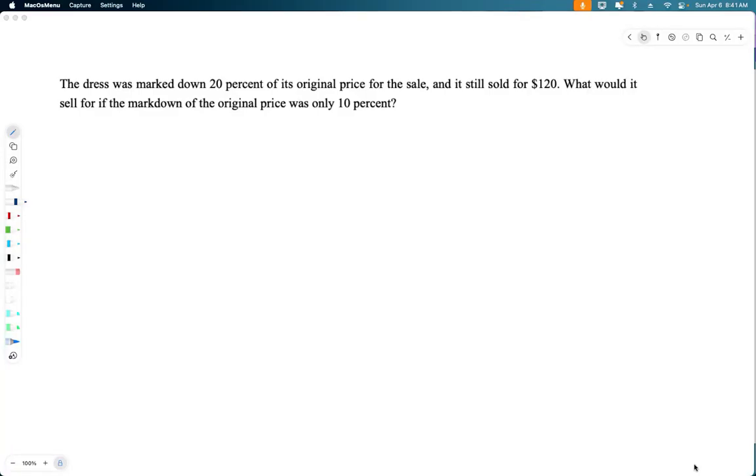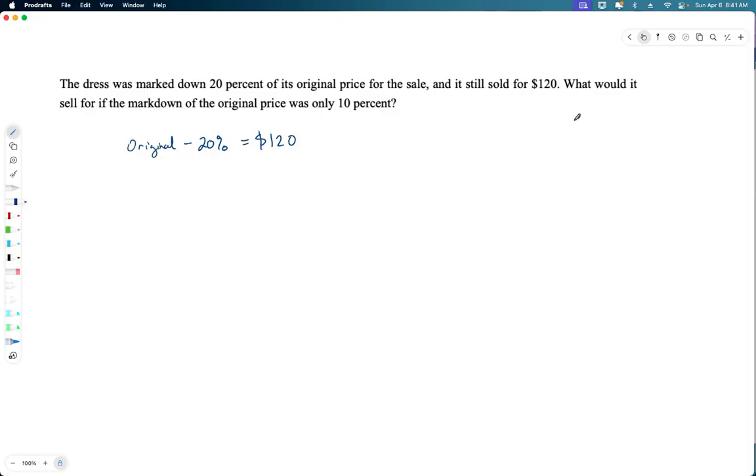All right, let's look at these two problems. So the dress was marked down 20% of its original price for the sale, and it's still sold for $120. So we know that 20% off of the original price. So the original price, let me just write here, the original minus 20% was equal to $120. That's what we get from the first statement.